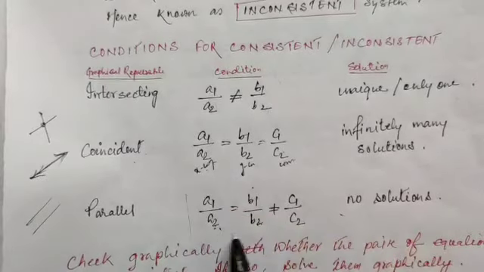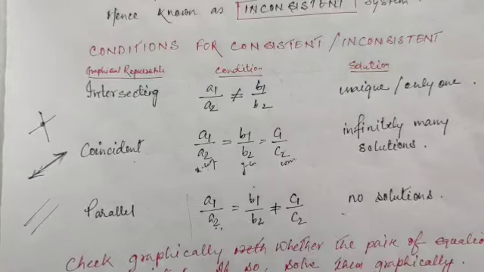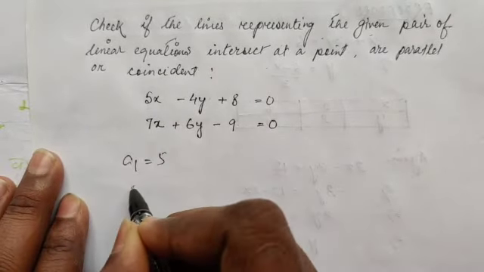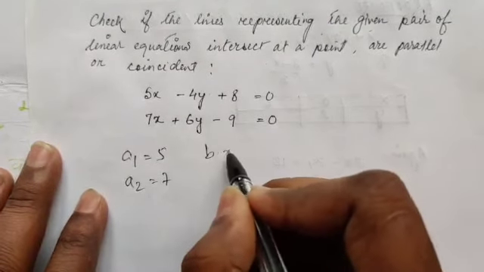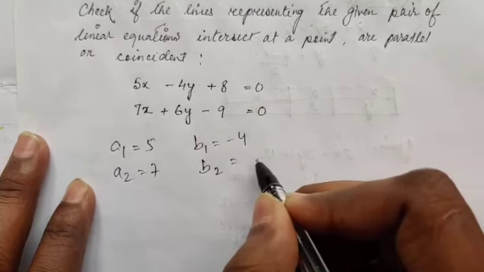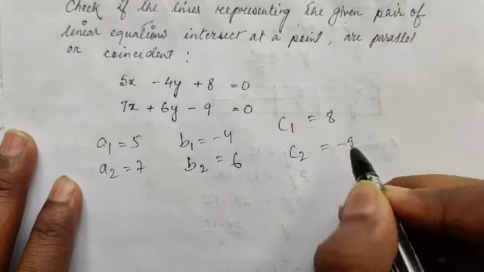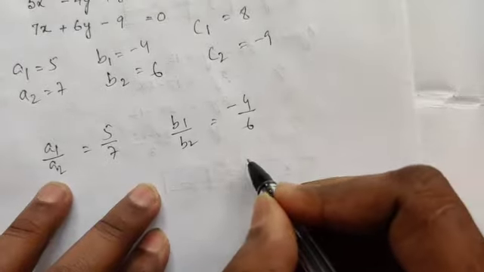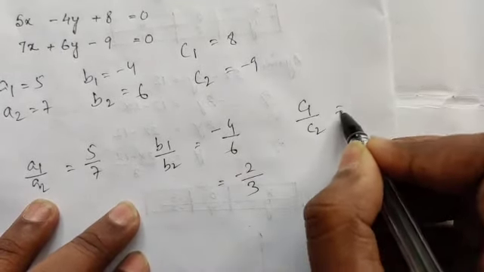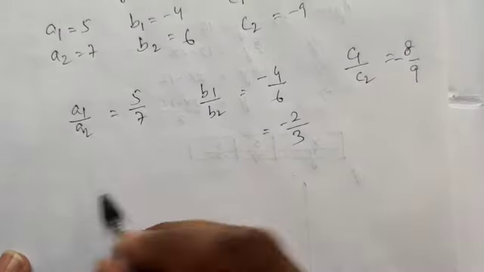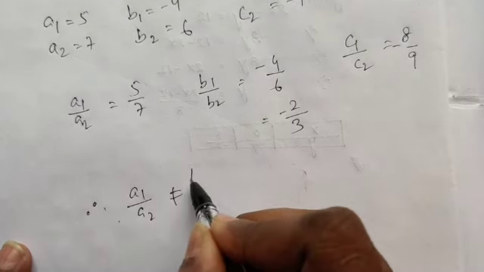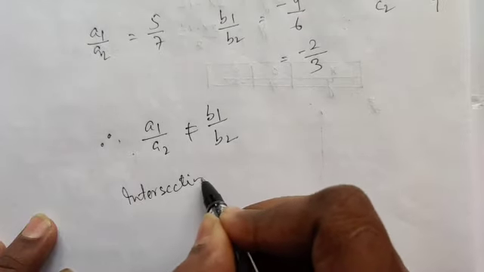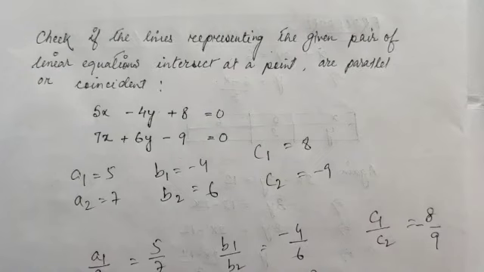We'll try to see the ratios of the coefficients of x, y and the constants, and which condition they follow. Here a1 is 5, a2 is 7. These are the coefficients of x. The coefficients of y are b1, minus 4, and b2, 6. Constants are 8 and 9. Now the ratio a1 by a2 is 5 by 7, b1 by b2 is minus 4 by 6, which in lowest terms is minus 2 by 3, and c1 by c2 is minus 8 by 9. Since a1 by a2 is not equal to b1 by b2, this satisfies the condition for intersecting lines. Therefore we can say the given system of linear equations is a pair of intersecting lines.